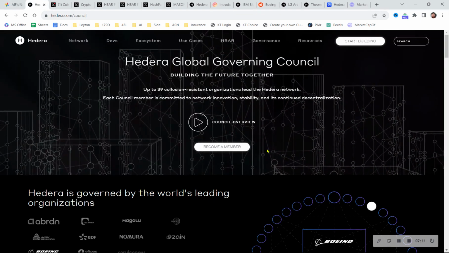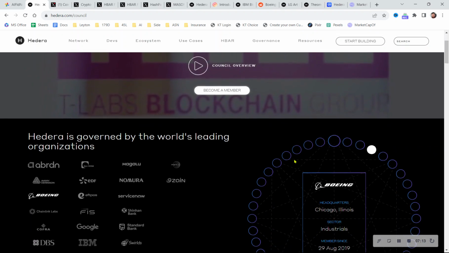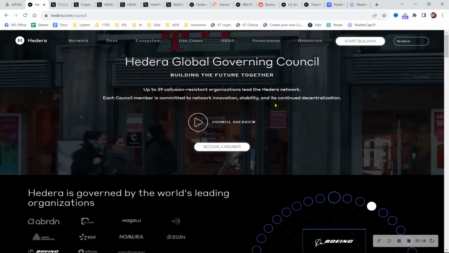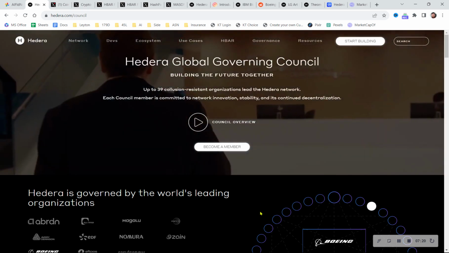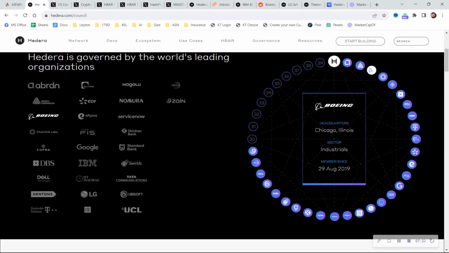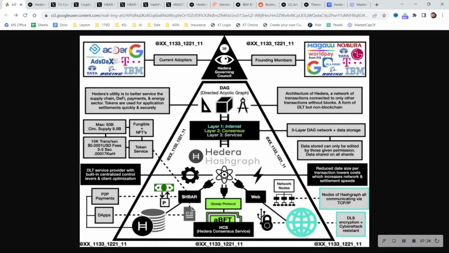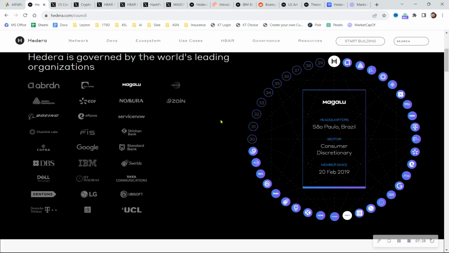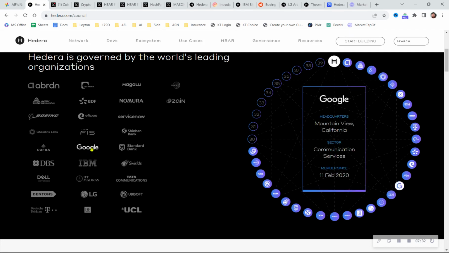So this is the main Hedera page. Here we're on the governing council page, which is essentially all of these up here at the top right. So it has a lot of important names here. We've got IBM, Google.